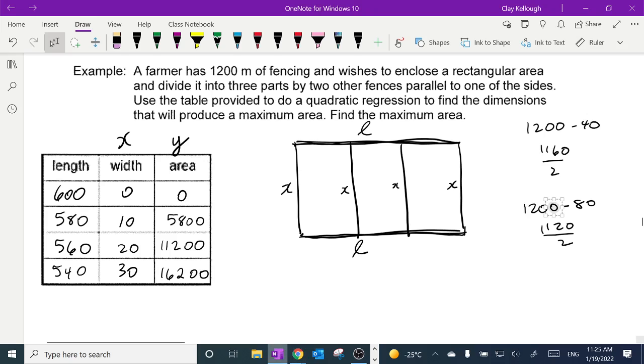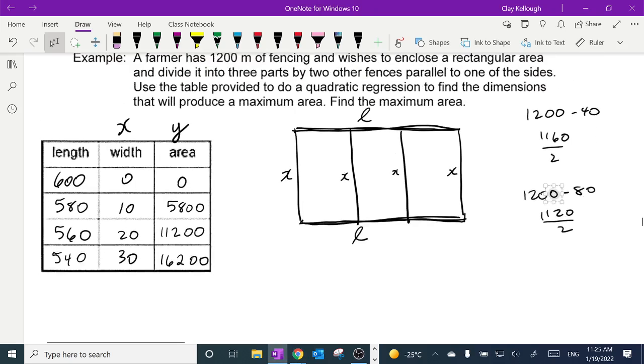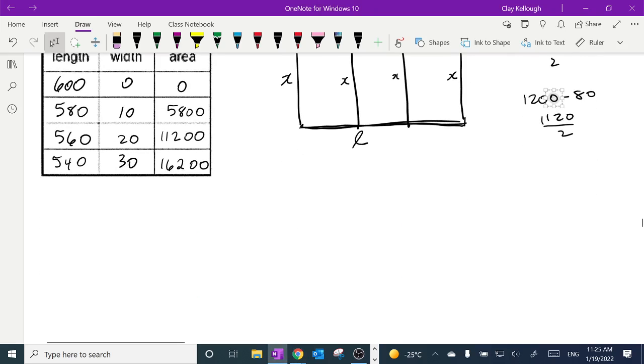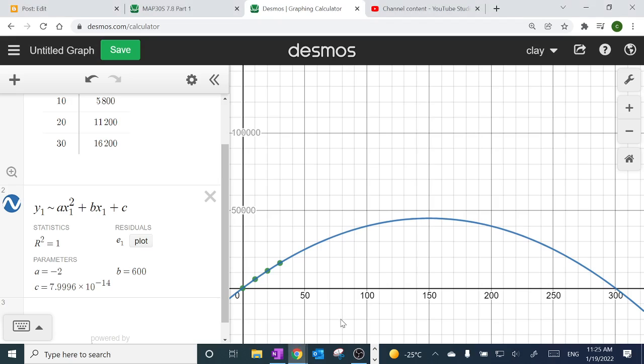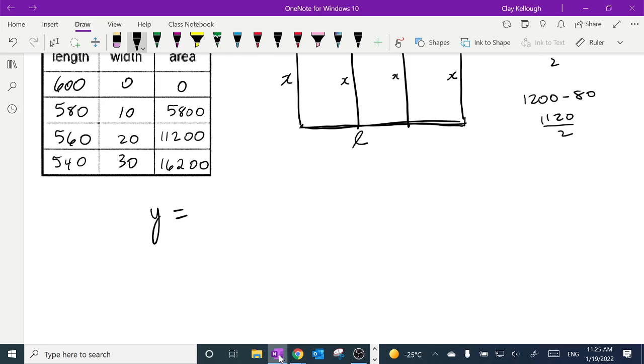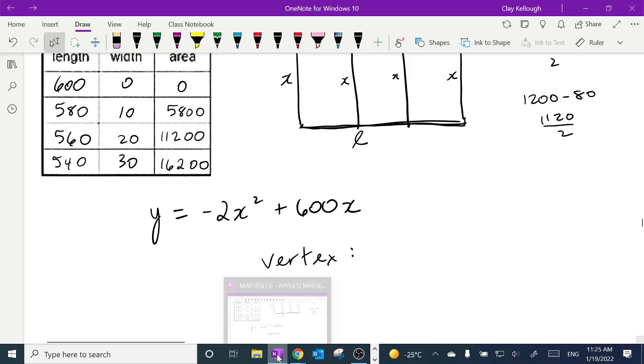All right, so let's go back to the question. Find the dimensions that will find them. So it doesn't even ask for the equation this time. It just wants the dimensions. So, okay, I'll write the equation down just to be kind of complete here. But y equals, what was it again? It was -2 and 600. So -2 for the A value, 600 for the B value, and the C value is just 0. So I won't bother writing +0. And then the vertex of that is, we're nowhere near the vertex yet.